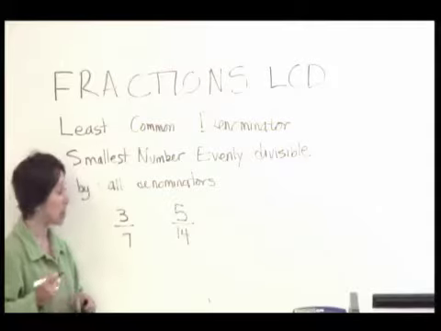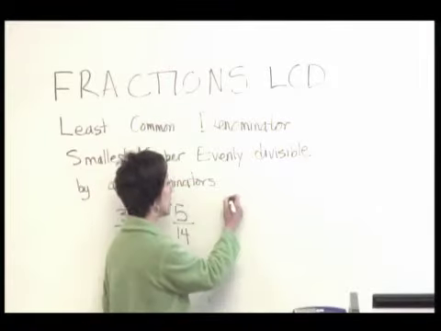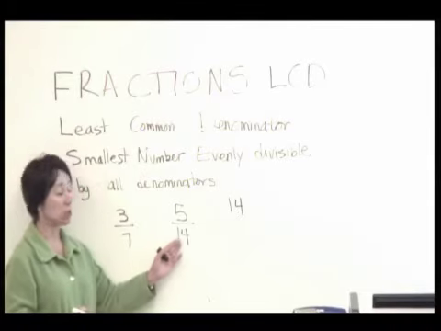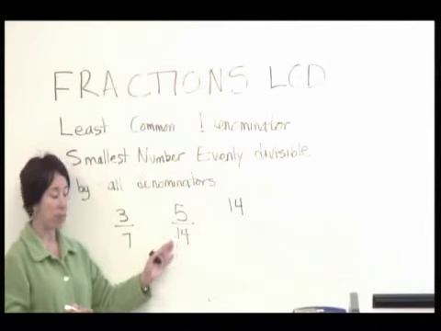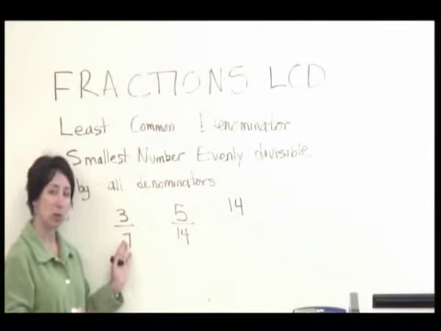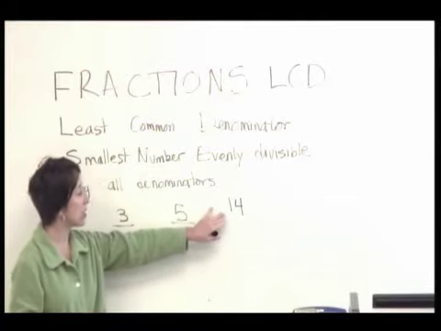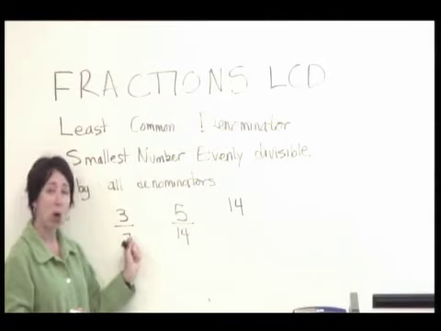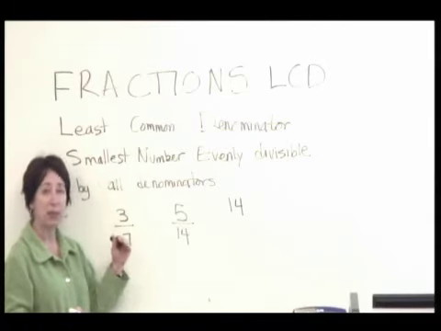So the least common denominator in this case is going to be 14. 14 is divisible by 14 one time, and it's divisible by 7 two times. So our least common denominator is the smallest number that all of our denominators evenly divide into.